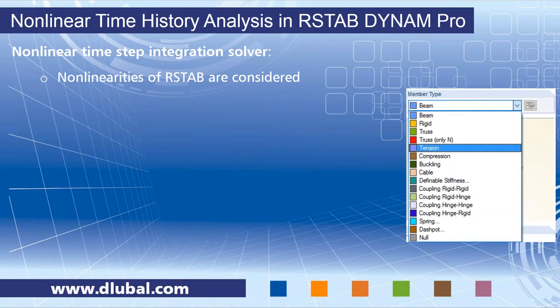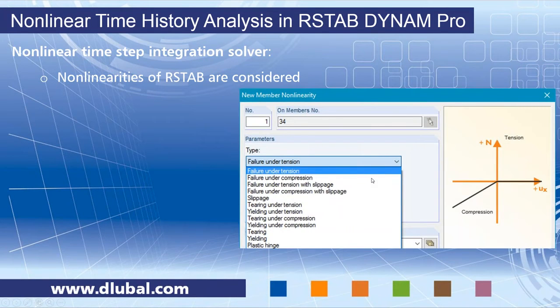We have several member types that are nonlinear. These are the tension only and compression only member types, buckling, and cable. Then you can define member nonlinearities for each type of member, a beam, for example. So you can define plastic hinge options or some yielding or failure.